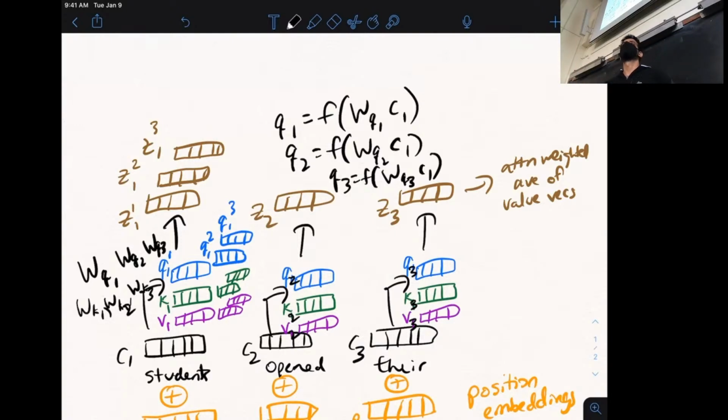Yes? So the question is, we have multiple heads, do they all get the same gradient? The answer is no, because the weight matrices are all different for all of the heads. Since the weight matrices are different, the attention scores will also be different. So if Q1 and Q2 are functions of different weight matrices, they will be different vectors.